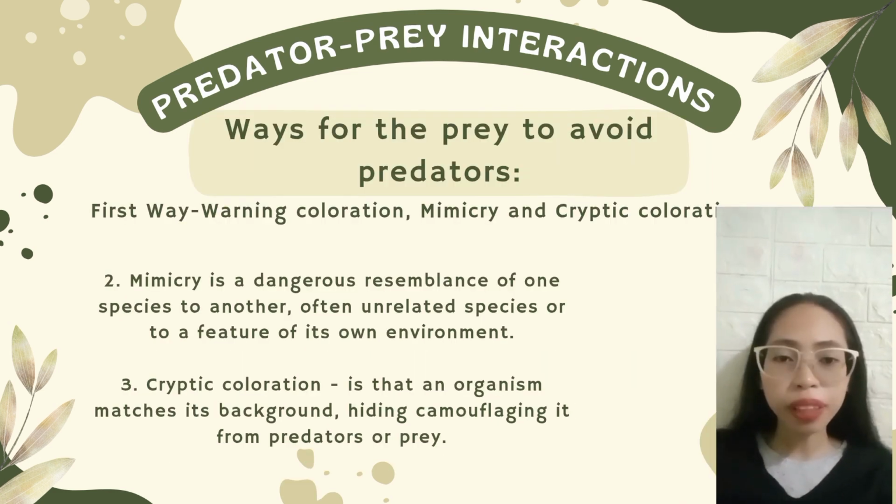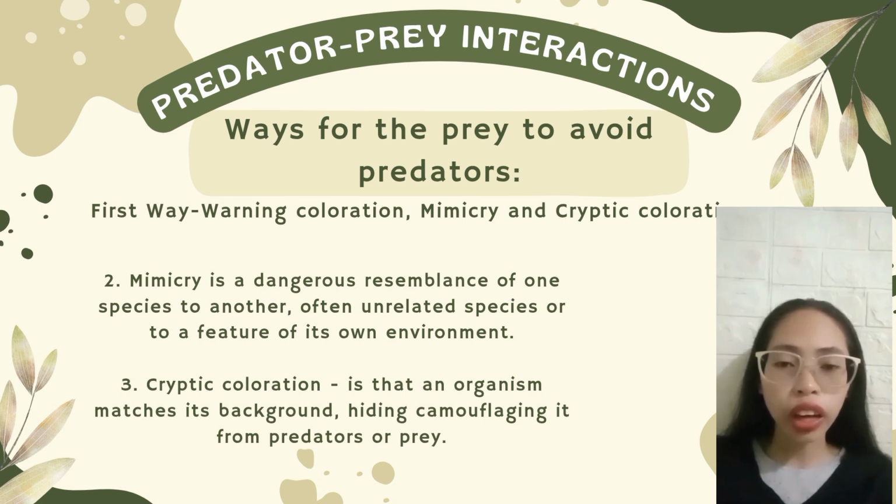Mimicry and crypticoloration are two ways prey animals avoid predators. When we say mimicry, it refers to one species looking like another to avoid danger. Some animals mimic harmful species to scare predators, while others imitate their surroundings to blend in. This adaptation helps them survive in the wild.